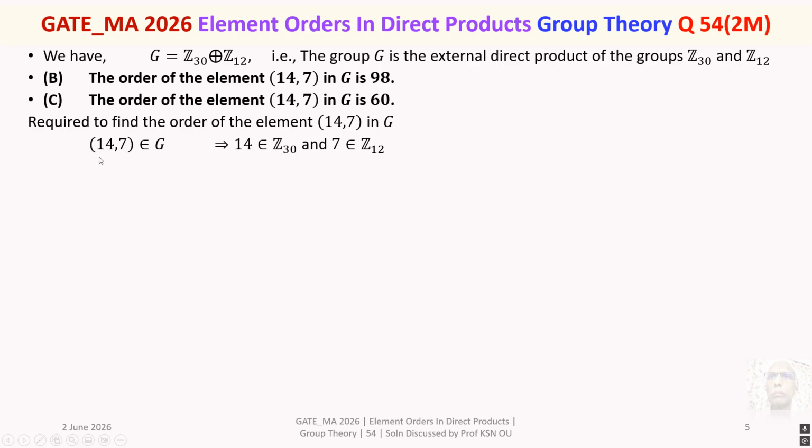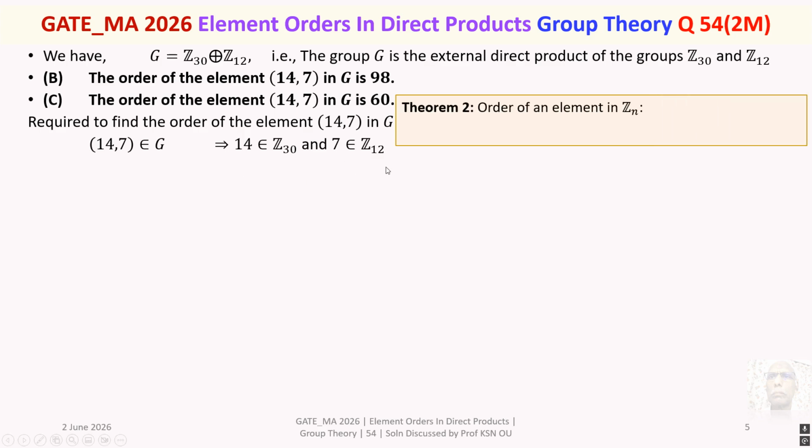Now, the ordered pair (14, 7) belongs to G implies 14 belongs to Z30 and 7 belongs to Z12. First we find the orders of 14 and 7 in Z30 and Z12. So here is the result for you: the order of an element k in Zn is given by n by the GCD of k comma n.